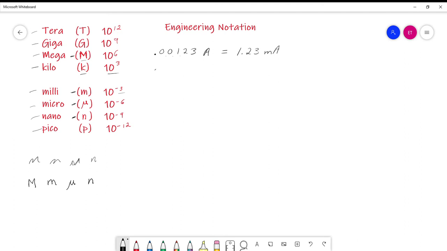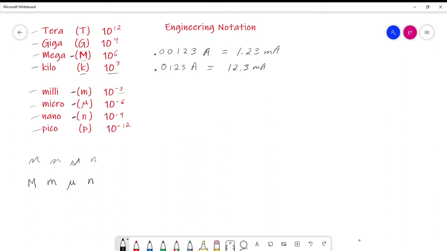Let's do another one. Let's say it was just 0.0123. Let's do that just to show you how this works. Let's say I had 0.0123 amps. I would still use the milli prefix. My equivalent in engineering notation is 12.3 milliamps.